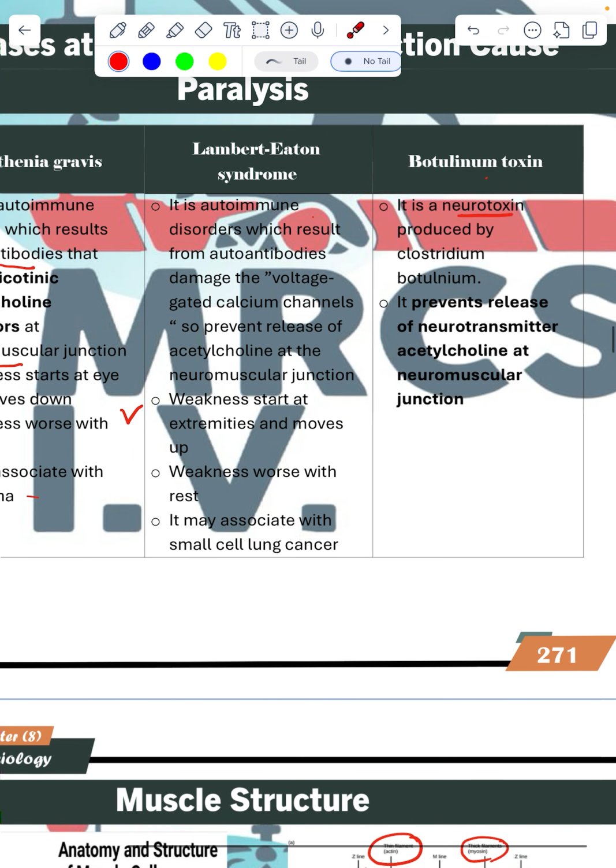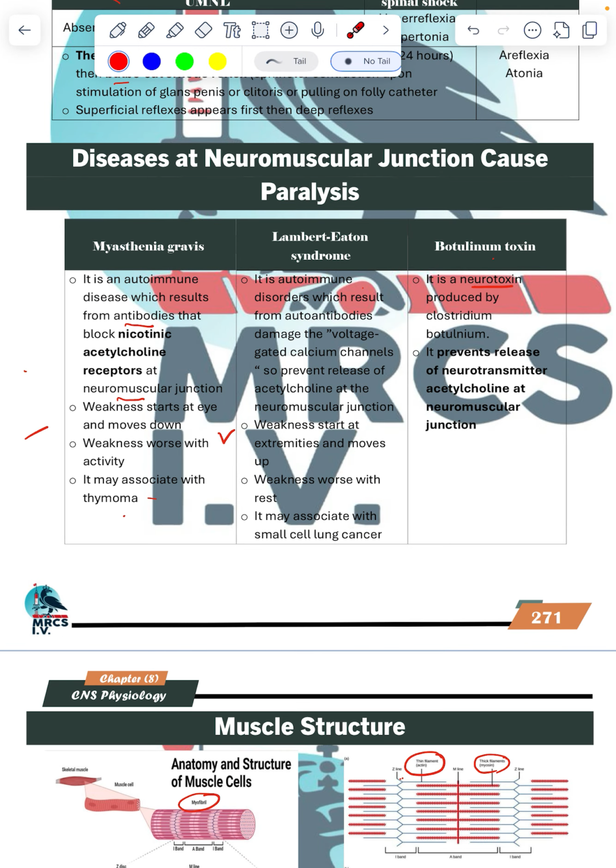Eaton-Lambert syndrome is an autoimmune disorder that results from autoantibodies damaging the voltage-gated calcium channels, which prevents release of acetylcholine at the neuromuscular junction. Again, acetylcholine cannot be released here. And botulinum toxin, produced by Clostridium, prevents release of acetylcholine at the neuromuscular junction. So this is the same neuromuscular junction, with presynaptic receptors. These are antibodies against neuromuscular receptors.